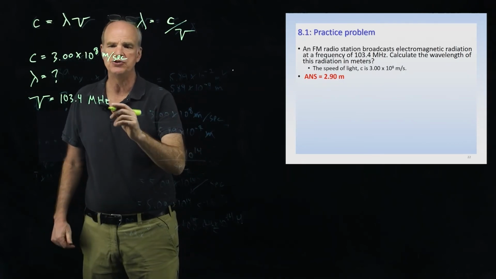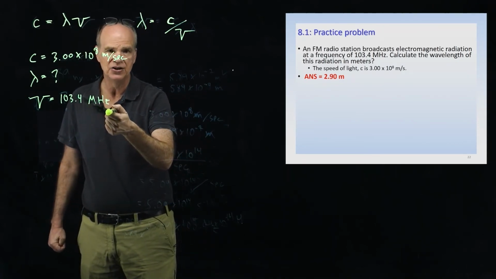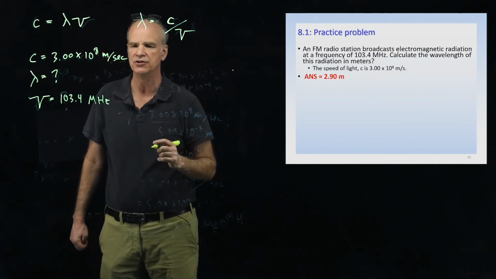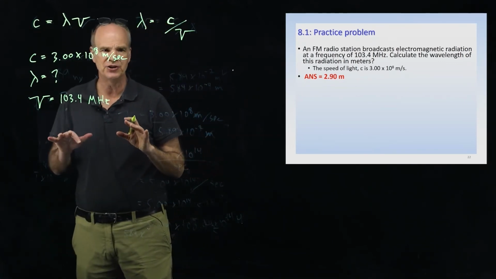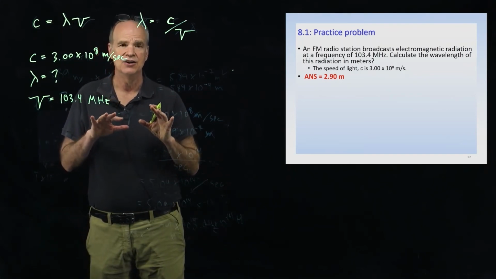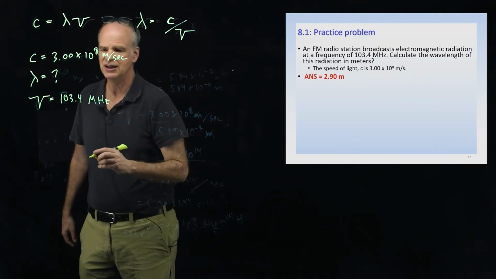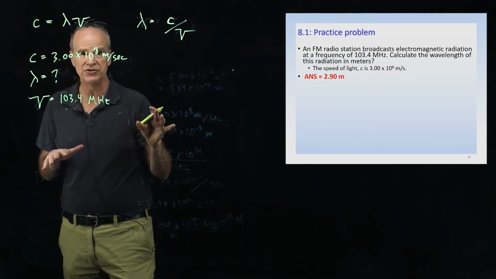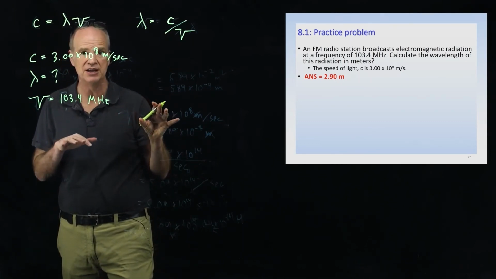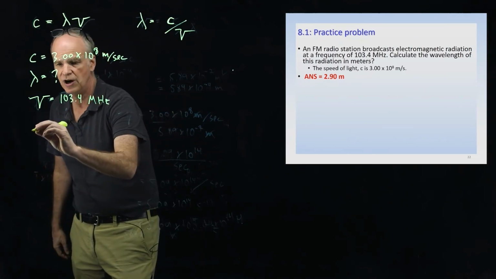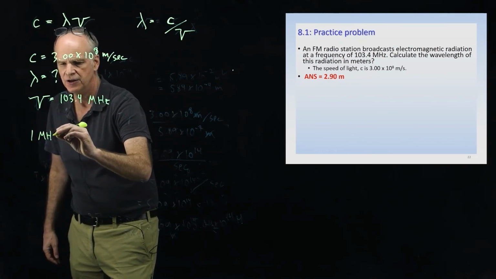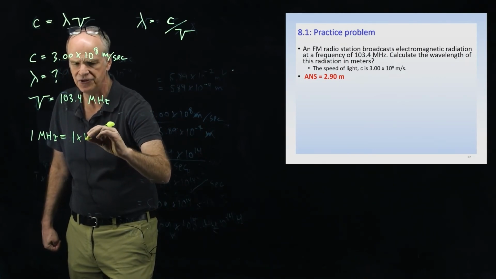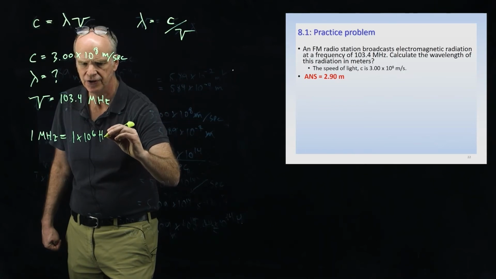So what you'll have to do is convert this megahertz into hertz, because then it'll be in per second and you can plug it into the equation. So you sort of have to figure out how many hertz are in a megahertz. Okay, megahertz, you can imagine that this is going to be a lot of hertz, right? It's going to be a million hertz. So 1 megahertz is equal to 1 times 10 to the 6 hertz.